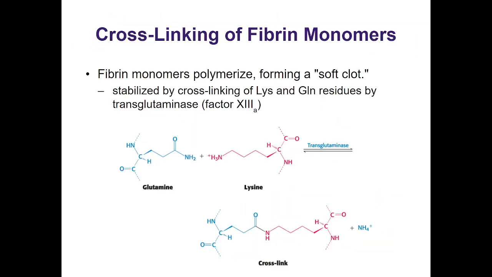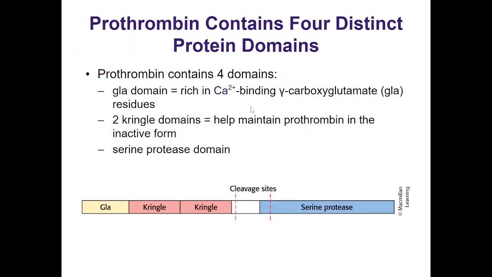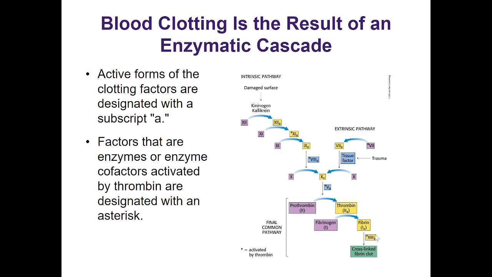Okay, so this is going to be the cross-linking of the fibrin monomers. The fibrin monomers would polymerize. They would form a soft clot at first. This is actually going to be stabilized by cross-linking, and this is through cross-linking at the LYS and GLN residues by the transglutaminase. This is factor 13, by the way. If you go back up here, 13. That's at the bottom here.